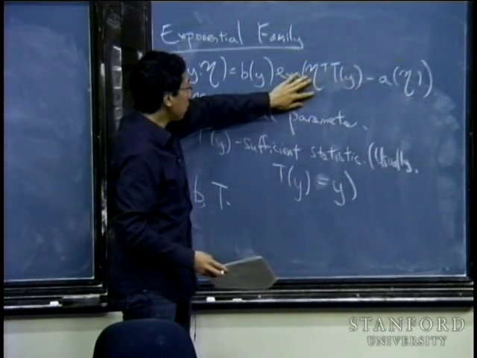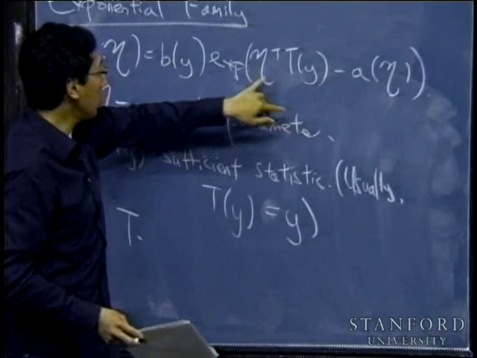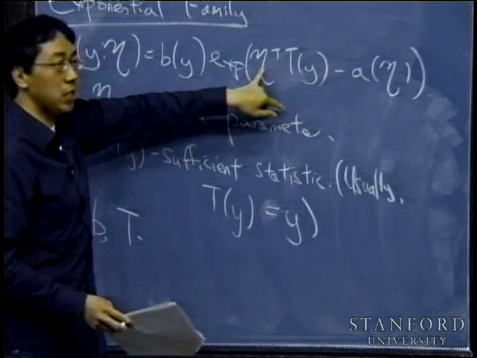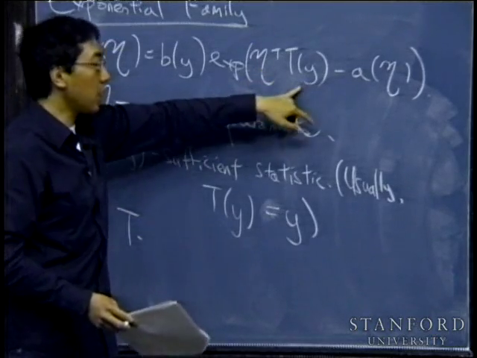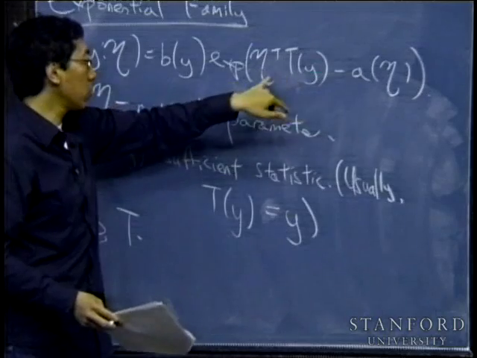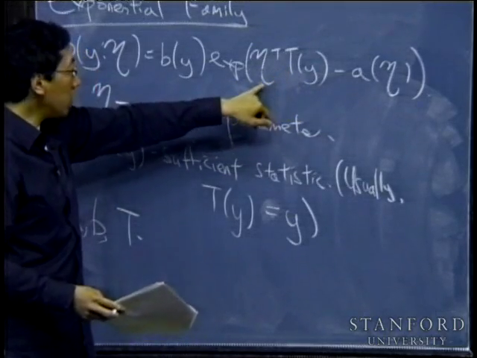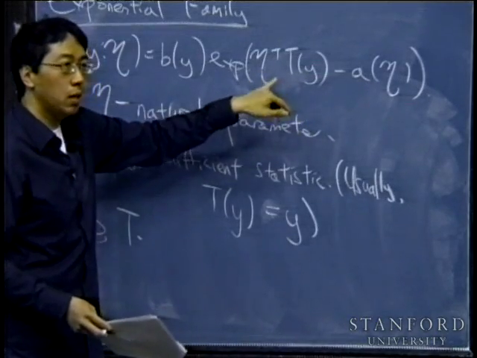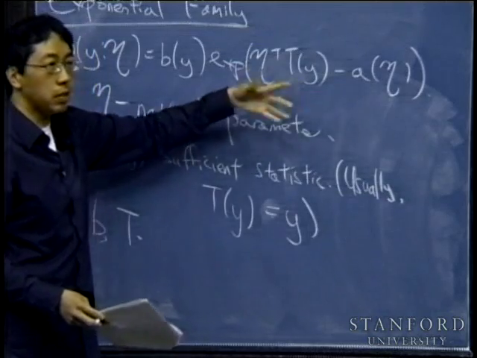And so if eta is a scalar and T(y) is a scalar, then this is just a real number times a real number. So this would be like a one-dimensional vector transpose times a one-dimensional vector. And so this is just real number times real number. Towards the end of today's lecture, we'll go over just one example where both of these are vectors. But for many distributions, these will turn out to be scalars.